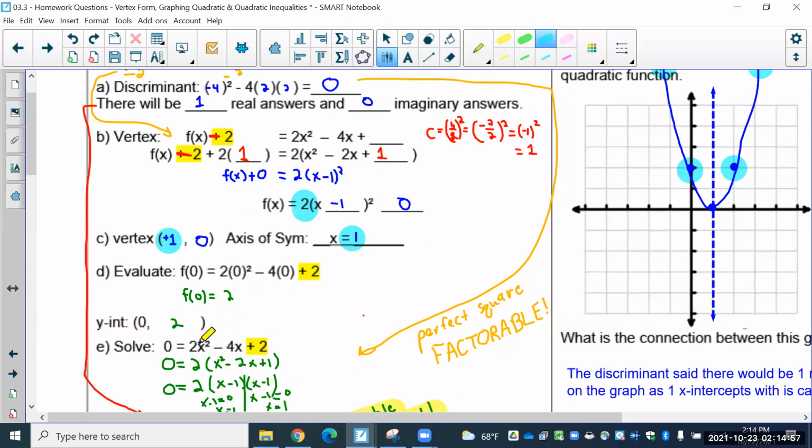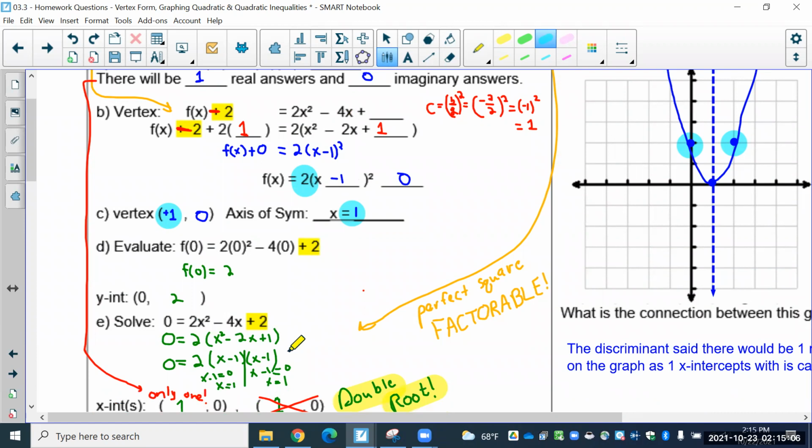But to solve this, it's factorable. So why would you go through all this mess? I mean, you could, but you factor it. You take out a 2, you factor it, and you see why the discriminant is telling you there's only one answer. The reason the discriminant is telling you there's one answer is because I only have one factor. I know that I have one unique factor. I know that this is x minus 1 and x minus 1. It's really x minus 1 squared. Duh, it's right there. But when you set it equal to 0, you only get one answer.